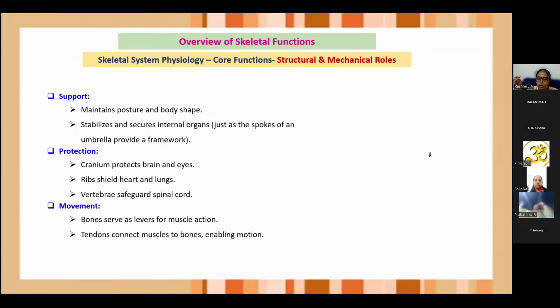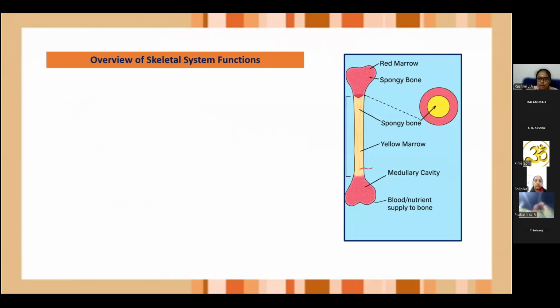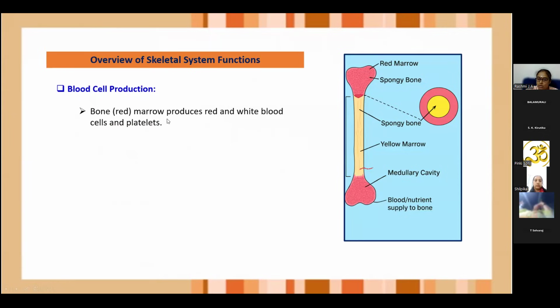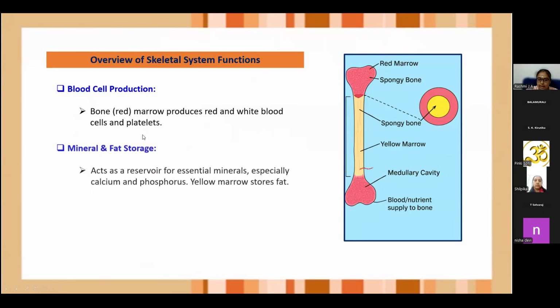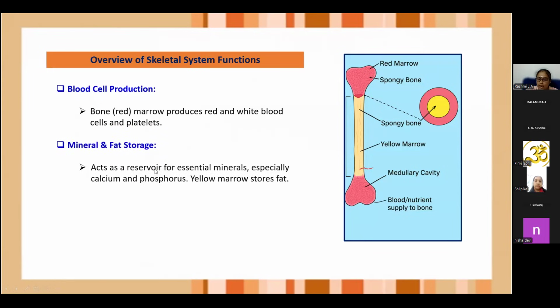Then the movement: bone serves as a lever for muscle action. Tendons connect muscle to bone, enabling the motion. Then we have blood cell production. So bone is having a red marrow cell which will produce red and white blood cells and platelets. Then mineral storage. Bone acts as a reservoir for essential minerals, especially calcium and phosphorus are stored there. Yellow marrow of the bone will store fat.